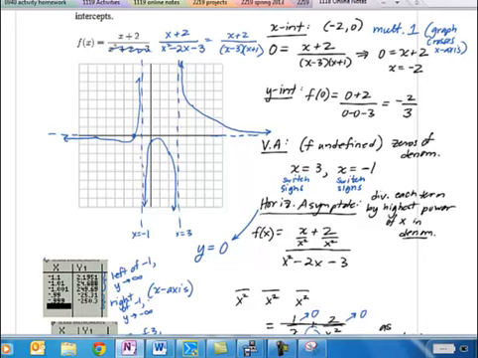So we want to observe the multiplicity not for just the x-intercepts, but also for the vertical asymptotes. And in each case, an odd multiplicity means we're going to change signs, and an even multiplicity means we're going to stay the same sign, either positive on both sides or negative on both sides.